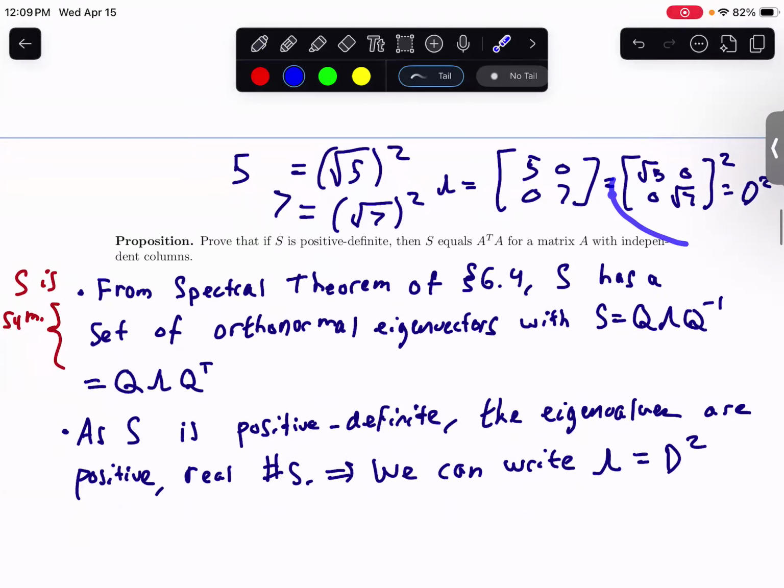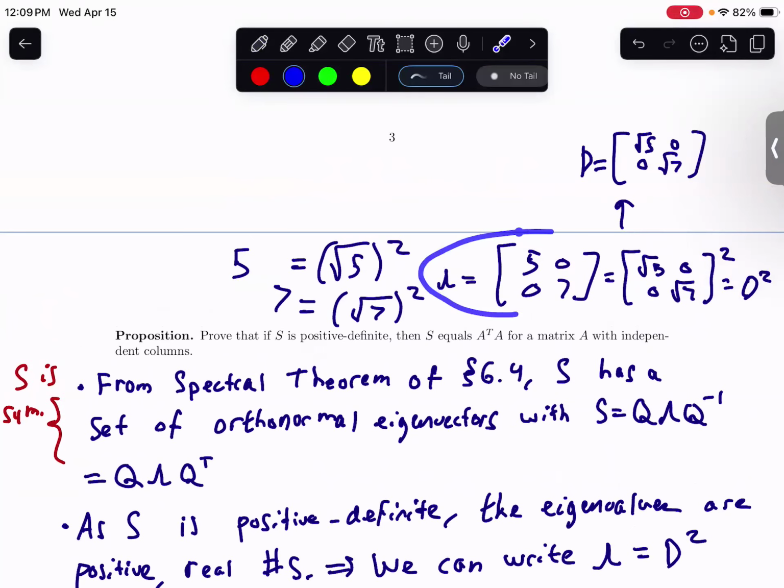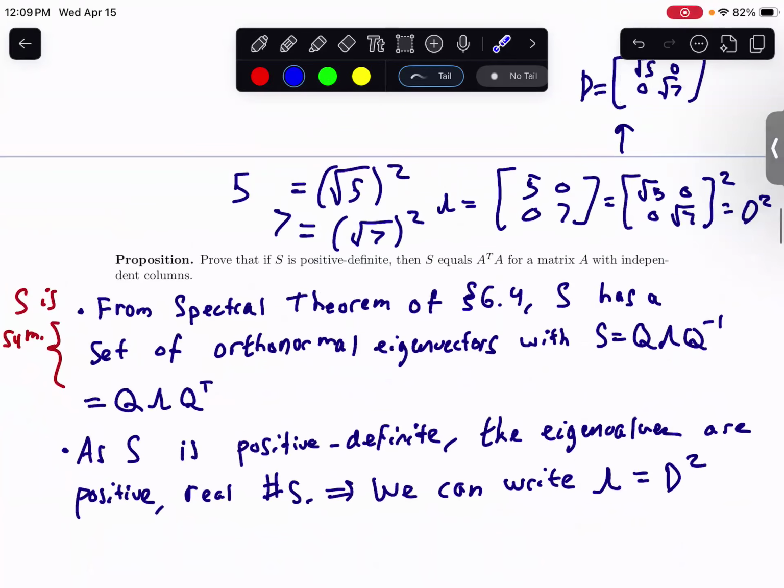And if I had more room, I would have explicitly, well, I guess I can write it out here. So this is saying that D is equal to the square root of 5, 0, 0, the square root of 7, right? So it's really just like the square root of lambda, so to speak. Right, so we have lambda. You can find a D such that lambda is equal to D squared.